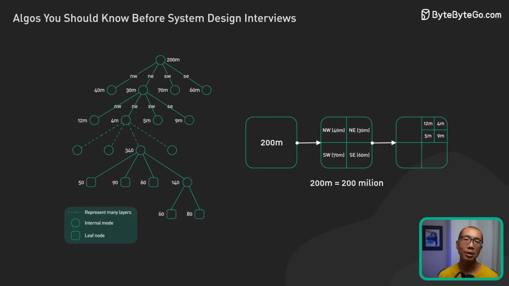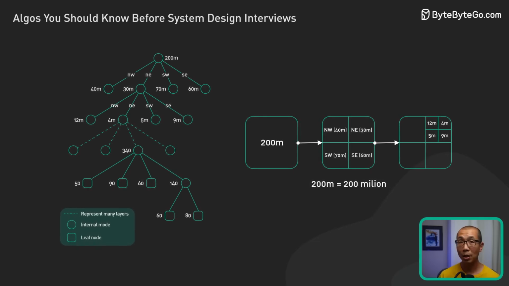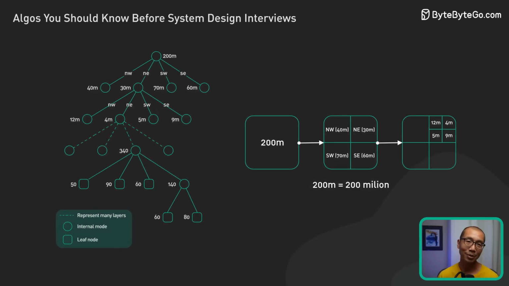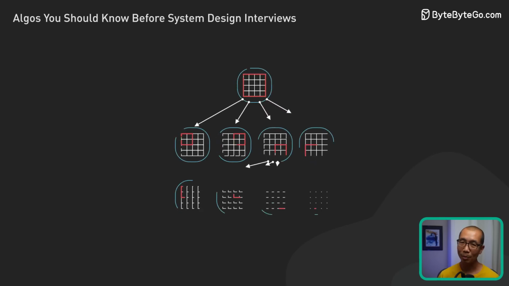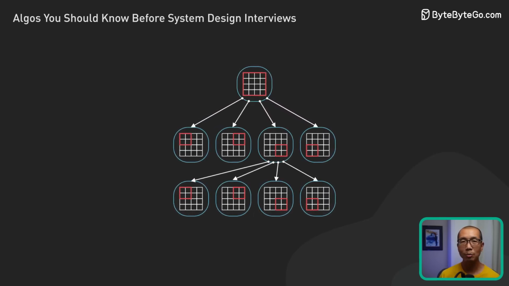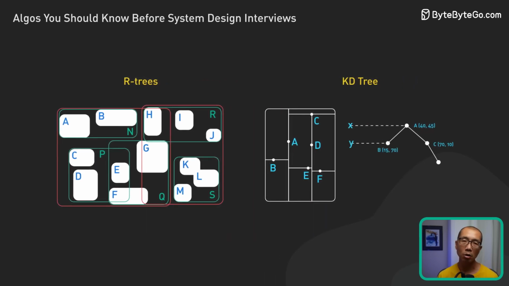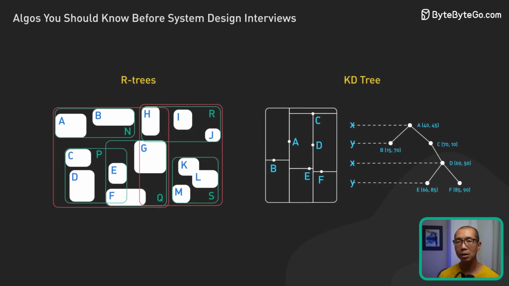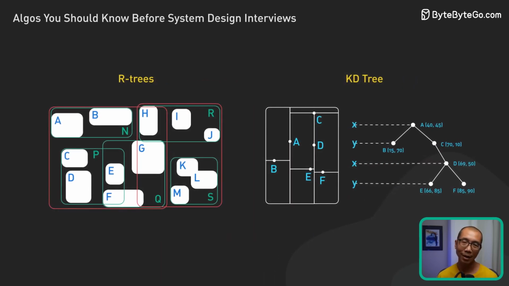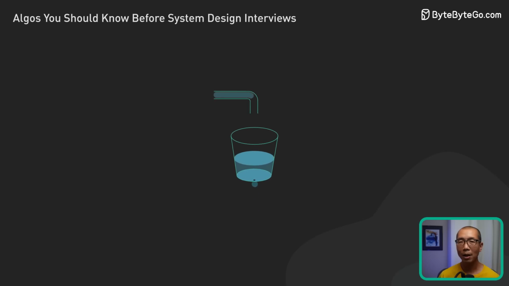This makes Quadtrees ideal for indexing spatial data used in mapping apps. Quadtrees are flexible and effective for 2D spatial indexing. Check out other spatial indexing trees like R-trees and KD trees if you want to learn more. Now let's look at the Leaky bucket algorithm for rate limiting.